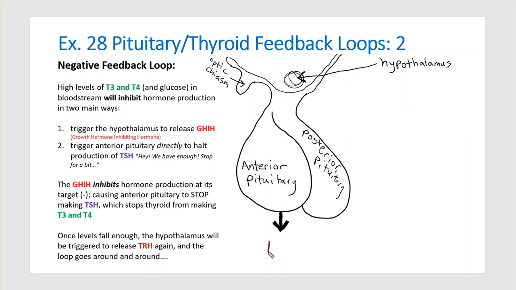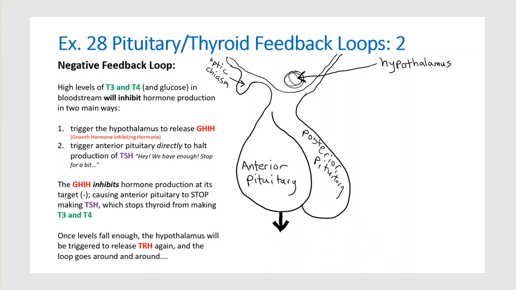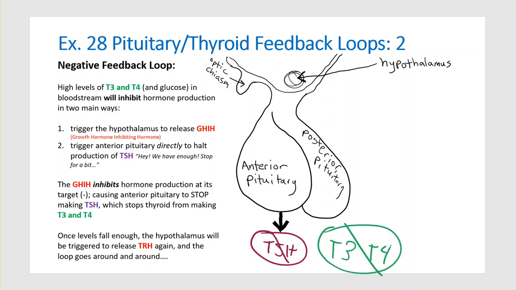That's going to stop TSH from being made, and stopping TSH from being made is also going to stop T3 and T4 from being synthesized in the thyroid gland. And so once we have T3 and T4 levels brought back down to a normal level, we're going to stimulate the hypothalamus again to secrete TRH, and that's going to go to the anterior pituitary and start the whole loop of secreting TSH all over again, and that's the feedback loop.